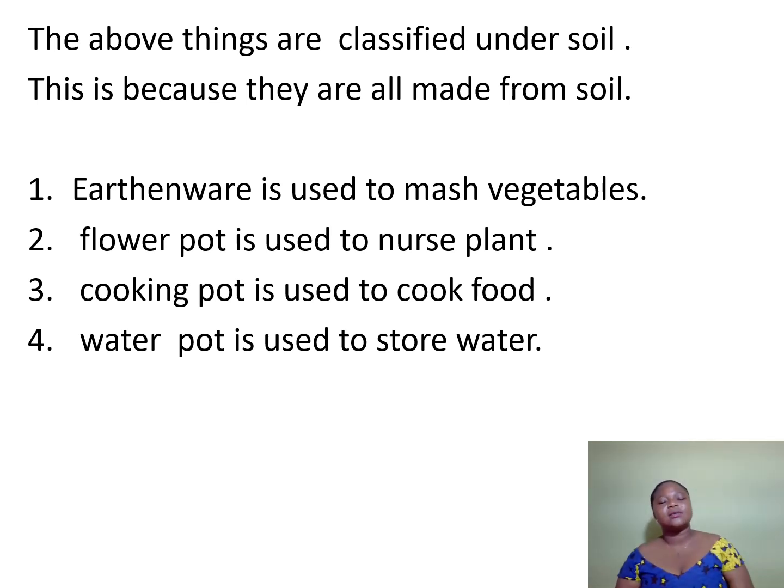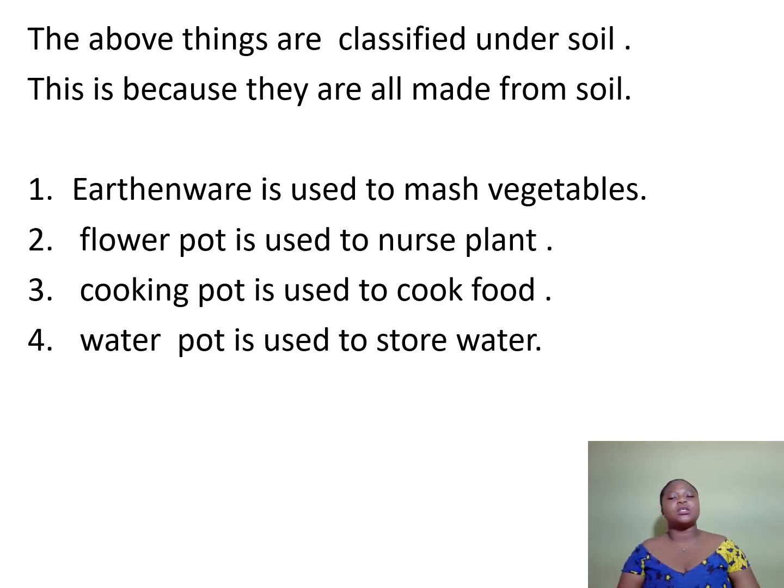So let's take it. One, edible bowl is used to mash vegetables. We used to mash vegetables. Like what? Pepper. We used to grind our peppers. If you want to cook your garlic and ginger, you grind them inside. Okay? Alright. Flower pot is used to nurse plants. As you saw on our previous slide, you can see some plants in it.